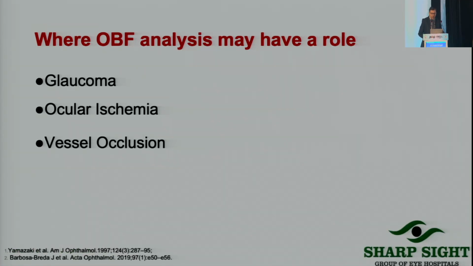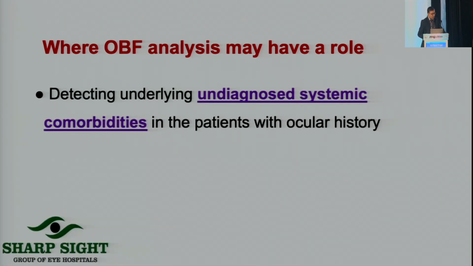So where OBF analysis may have a role, there are three roles. First is in the patients of glaucoma, those who are normal tension glaucoma, or the patients of primary open angle glaucoma where there is a progression even on normal intraocular pressure. Second is the patients with ocular ischemia, and third is vessel occlusion. So my favorite is detecting the underlying undiagnosed systemic comorbidities in the patients with ocular history.